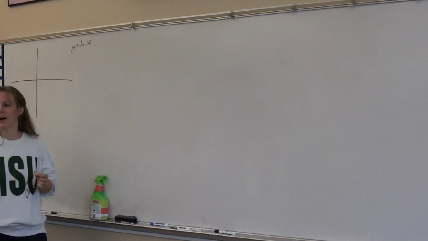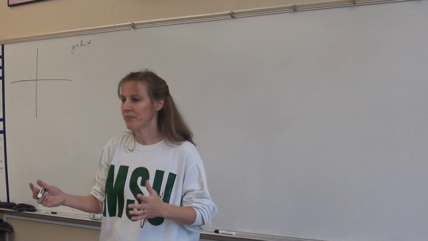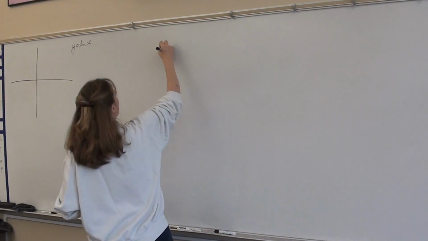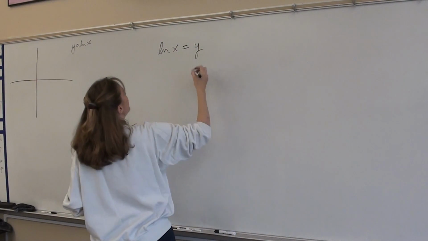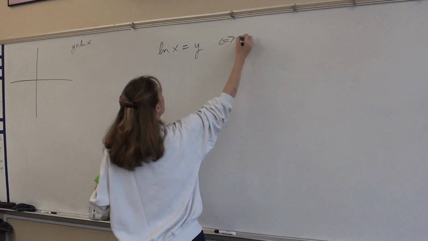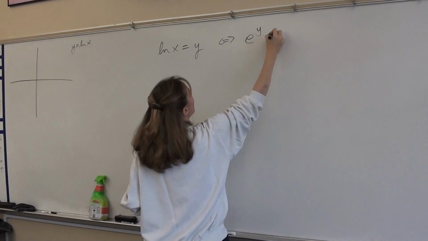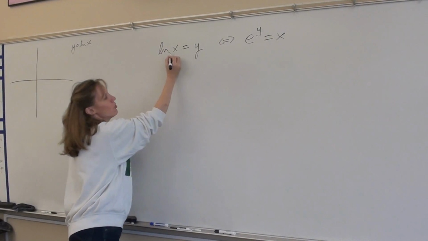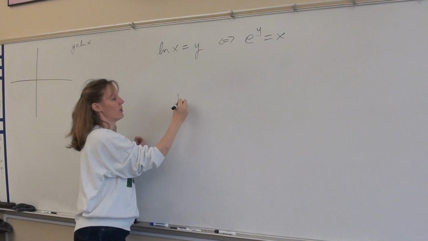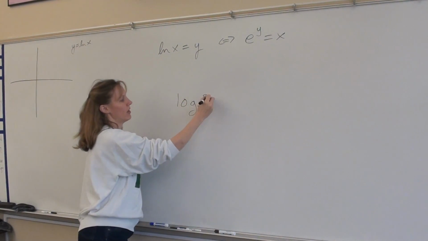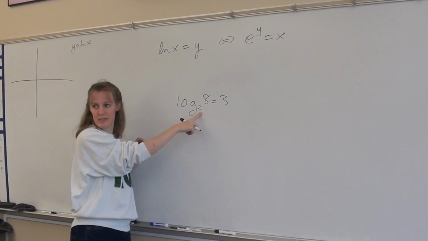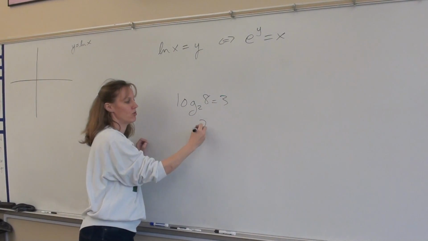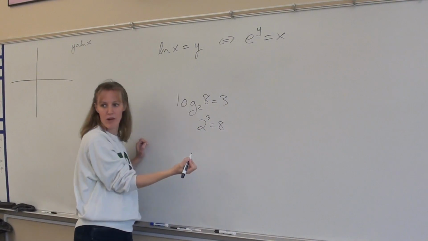A natural log, or log base E, I'm going to teach you something for a second. If I say that ln x equals y, this is the same thing as saying e to the y equals x. There's like a little invisible base here. Normally we write a base of a log, right? You're used to writing log base 2 of 8 equals 3. You have a base. This base to this power equals this. 2 to the third equals 8, right?